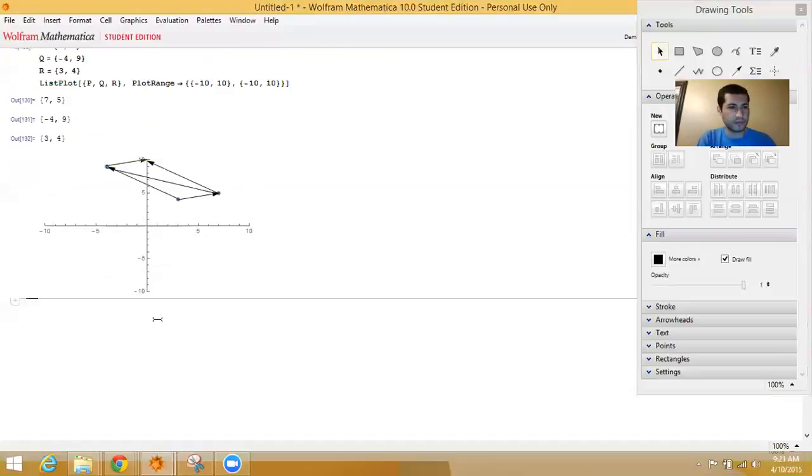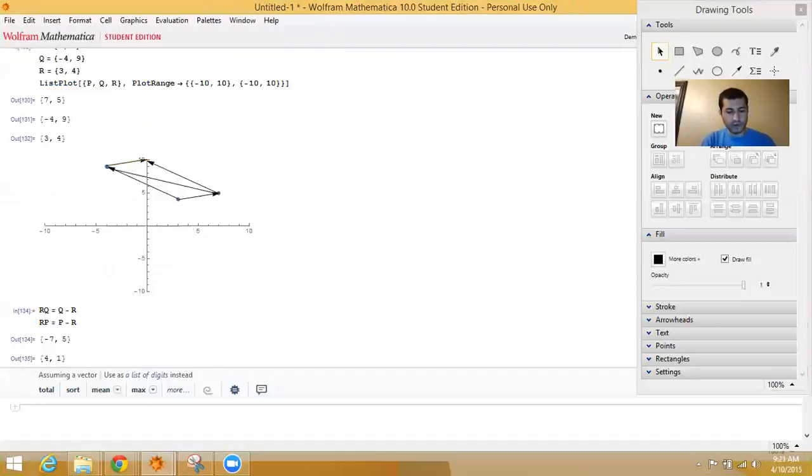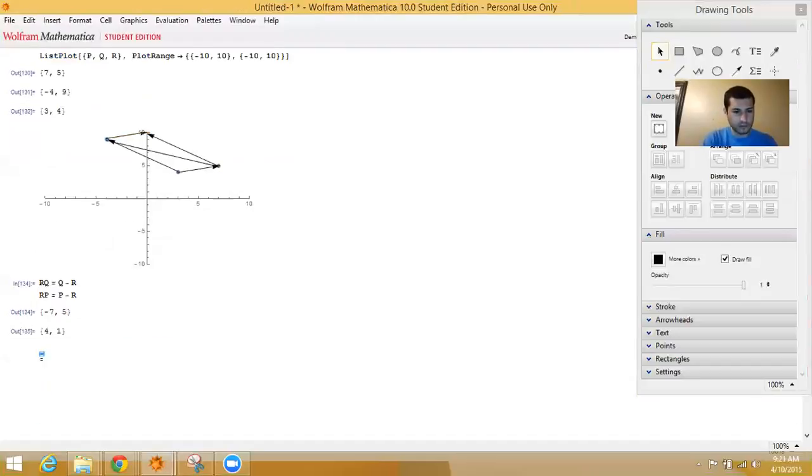So let's first define vectors from the common point R. And we're going to use this formula. The area equals 1/2 of the magnitude of the determinant of the matrix of RQ and RP.